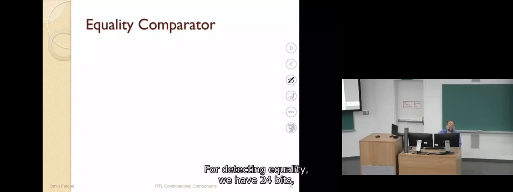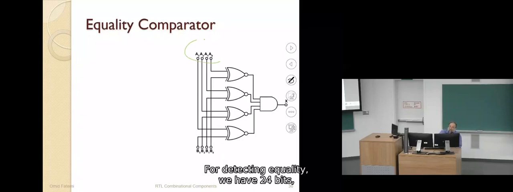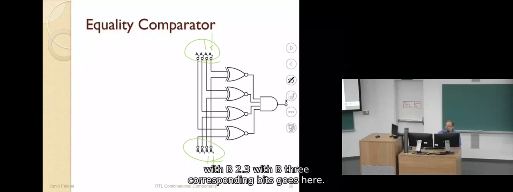XOR is a very good circuit for detecting equality. So we have two 4-bit numbers, A and B. We want to see if they are equal or not. We compare corresponding bits with each other: A0 with B0, A1 with B1, A2 with B2, and A3 with B3. So corresponding bits go here, A0, B0, A1, B1, A2, B2, and A3, B3.